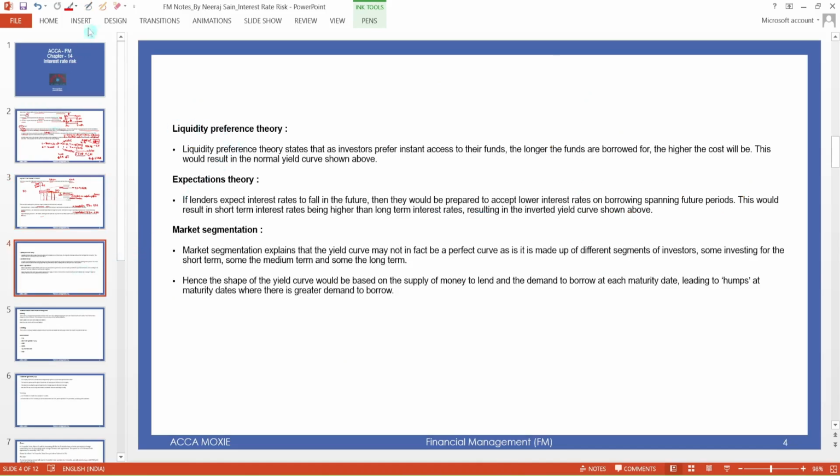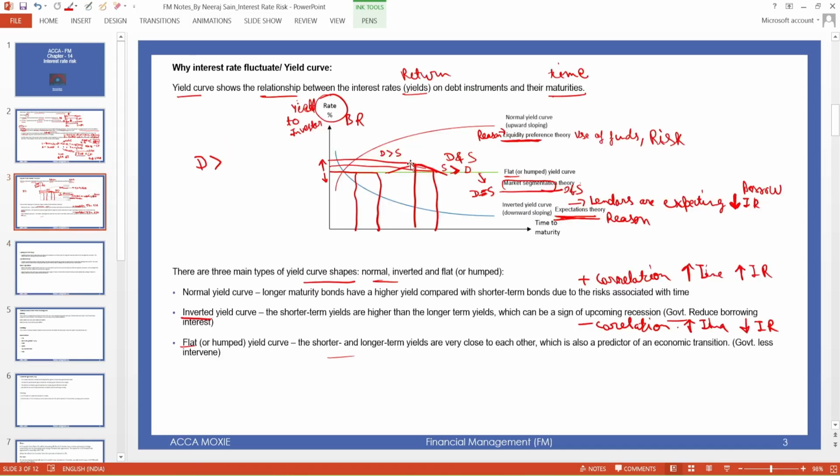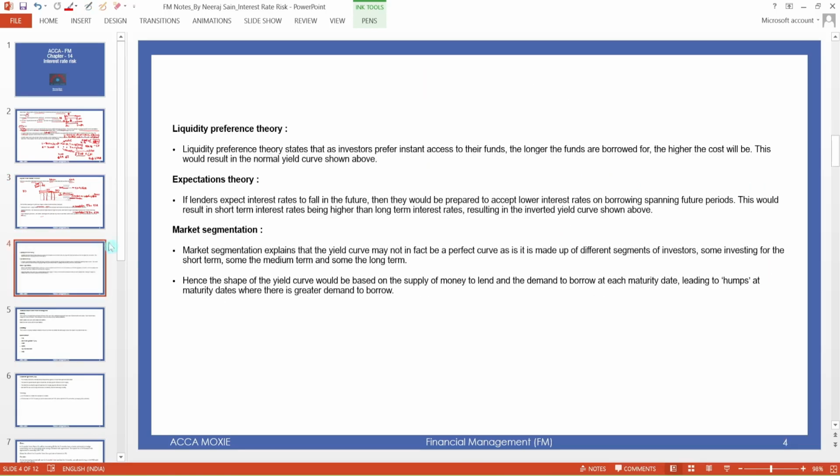Next we will read the liquidity preference theory. I already told you guys that the shape is defined by these theories. These theories are the reason behind the shape of the curve. So let's read the theory.